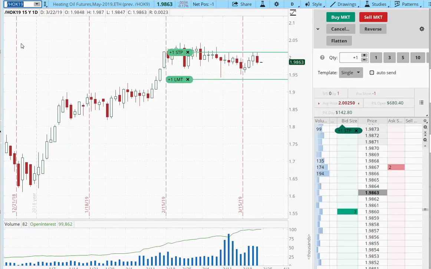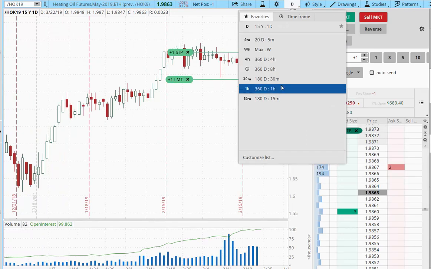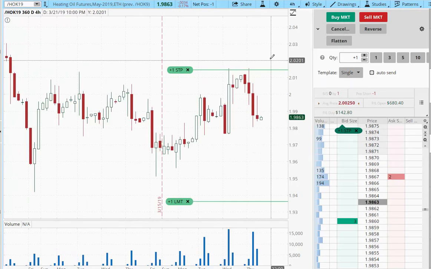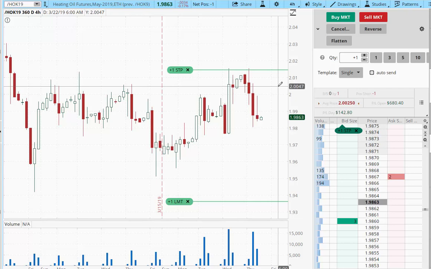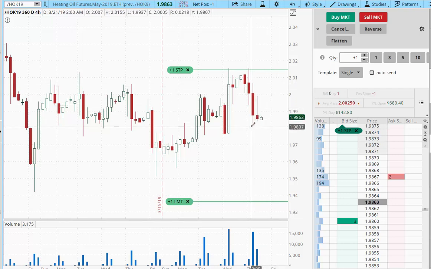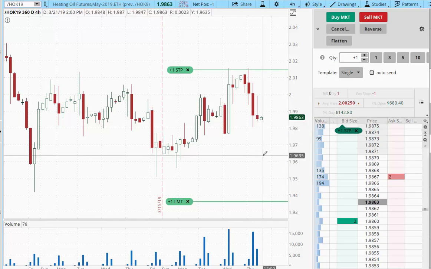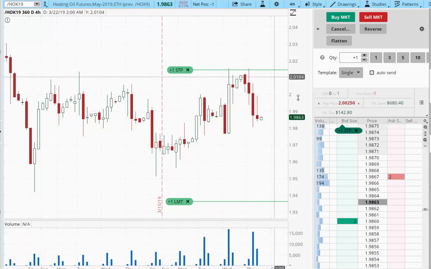Let's go to heating oil. Very different. Let's look at the 4-hour chart because we get a little more space in here for stuff. And this one here is, let's see, what is it? It's short, one contract. This is just the demo account here. It's real money. It's short at this value here, and the open on this position is this value here, and target is over here. And there's the stop.